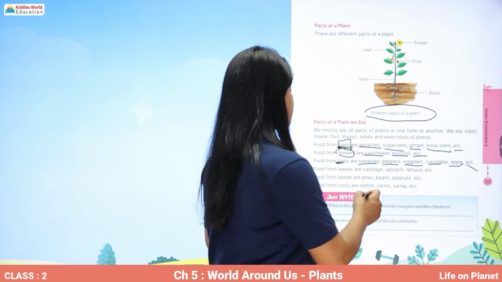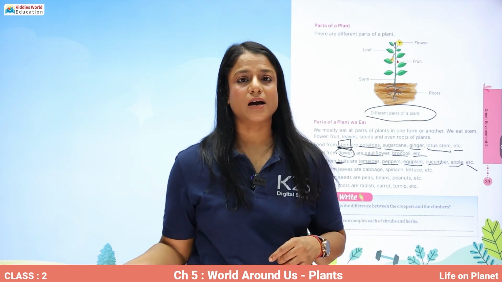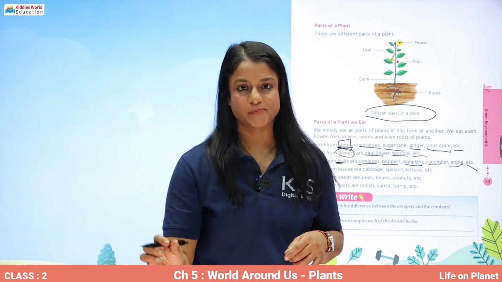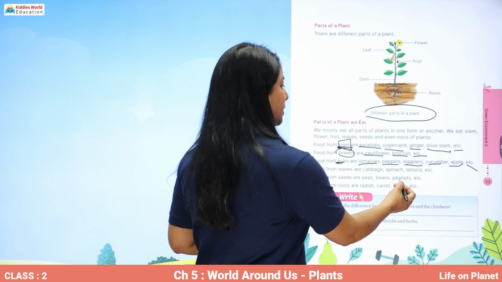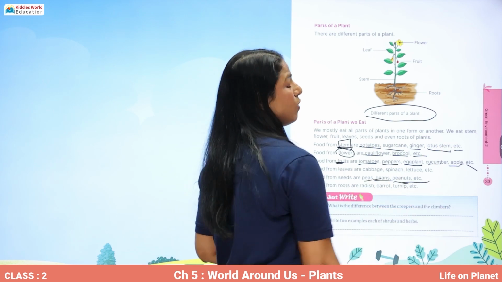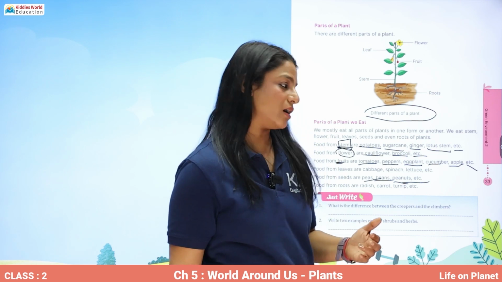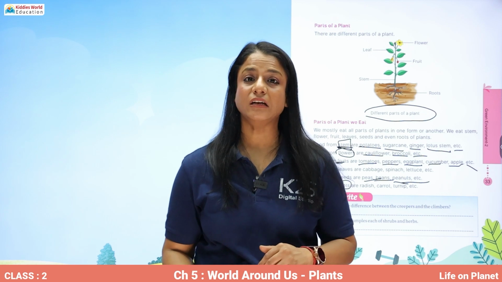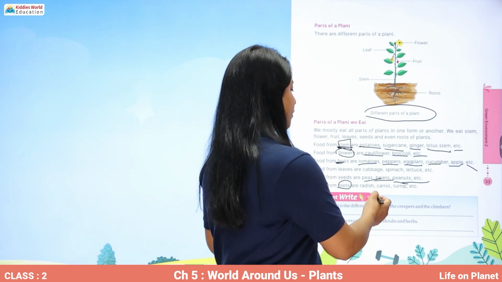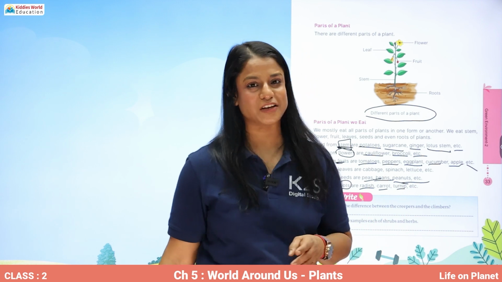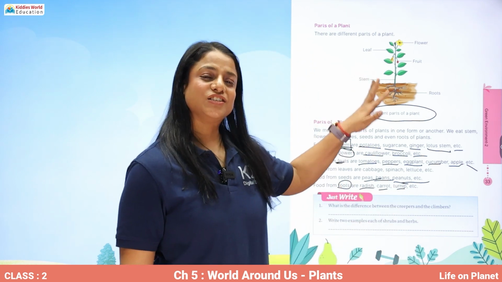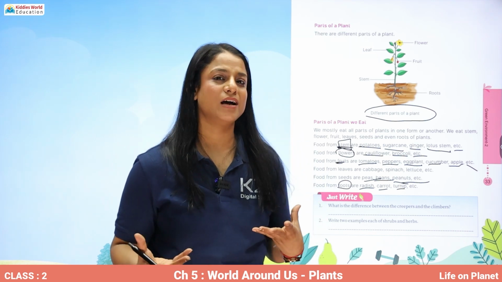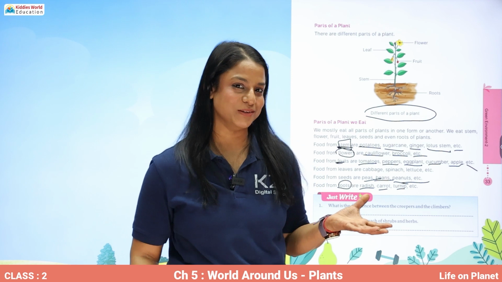Then food from the seeds. In some of the plants, we eat the seed only. For example, peas, pulses, peanuts, beans, they are all the seeds of the plant. Then food from the roots. In some of the plants, we eat their roots, such as radish, carrot, turnip, etc. So just look at how we eat different parts of the plants as vegetables and fruits.